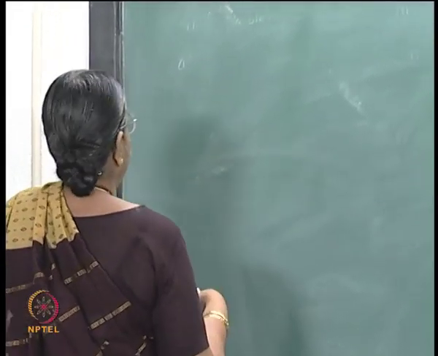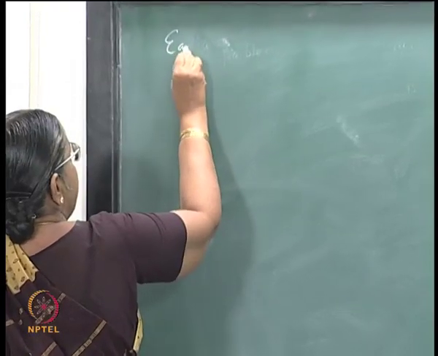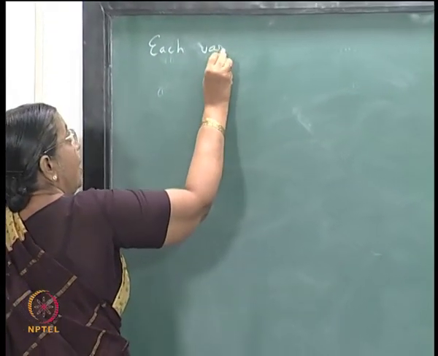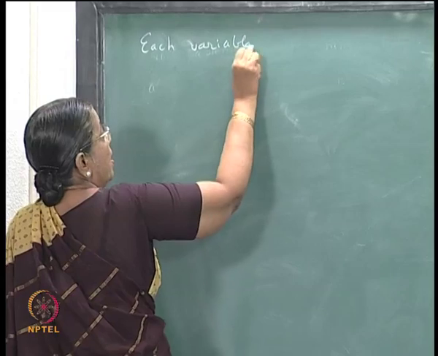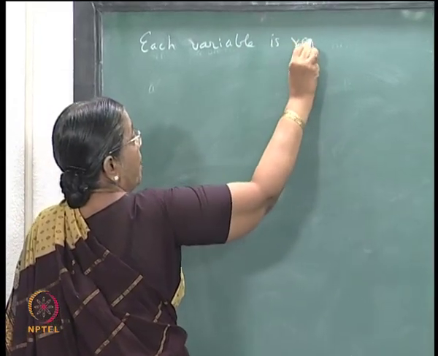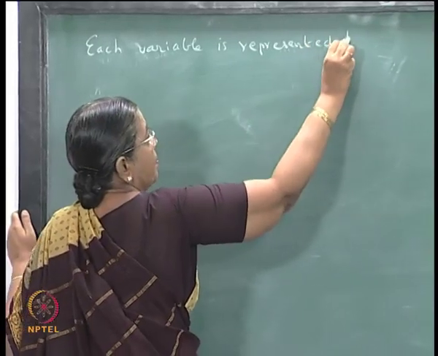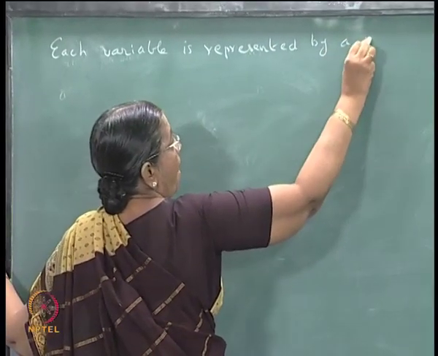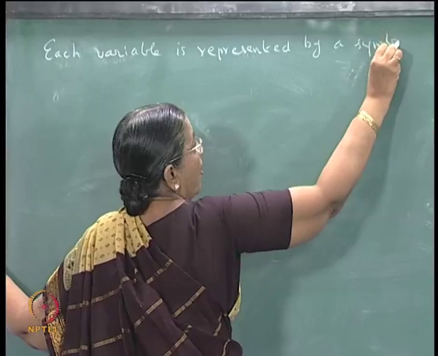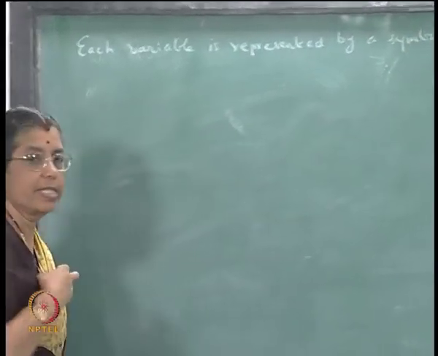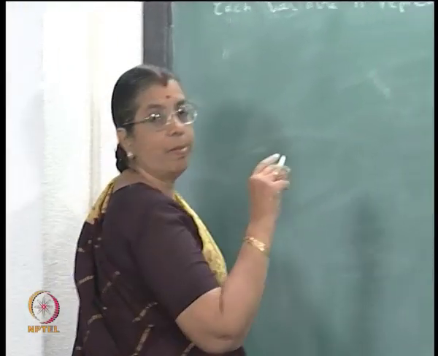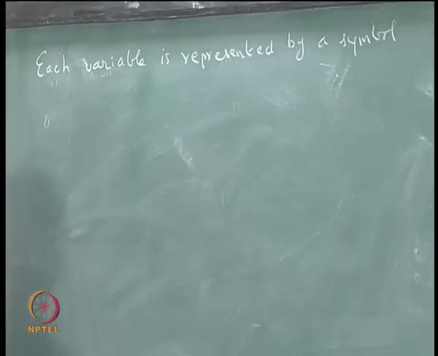Now, we are assuming that each variable is represented by a symbol. It is this assumption we are making, otherwise you have to multiply by a log n factor, that is what I said.